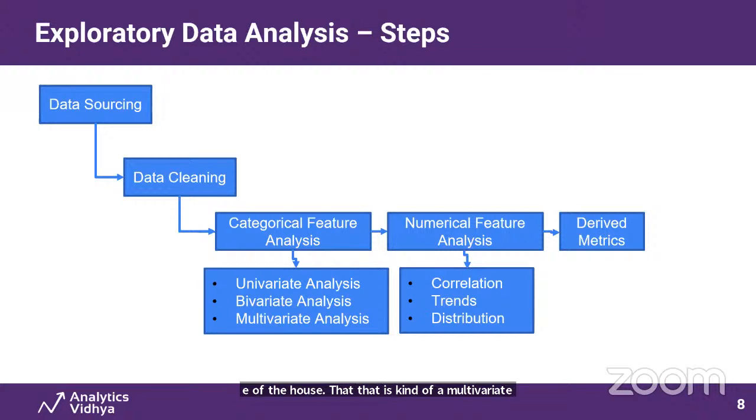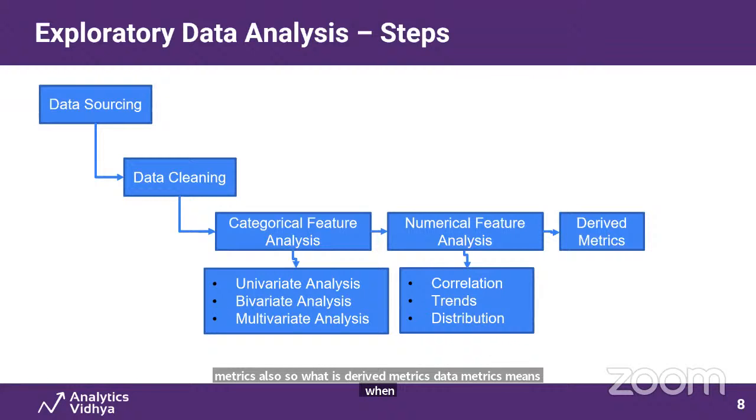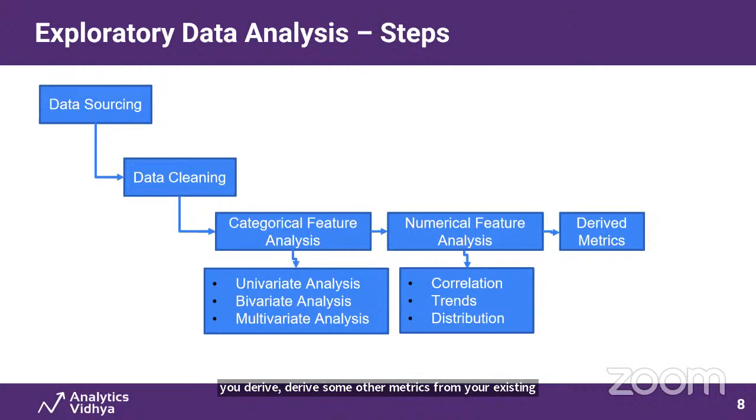For numerical features, you can do correlation. Correlation is the best thing we can do. We can find out the correlation between two different variables or multiple variables. And we can see some trends, like line charts and all, and the distribution, the distribution chart and all, to understand the pattern of a numerical feature. There can be some derived metrics also. So what are derived metrics? Derived metrics means when you derive some other metrics from your existing data for the purpose of analyzing. I will come to what exactly it means. Let me go to the next slide.